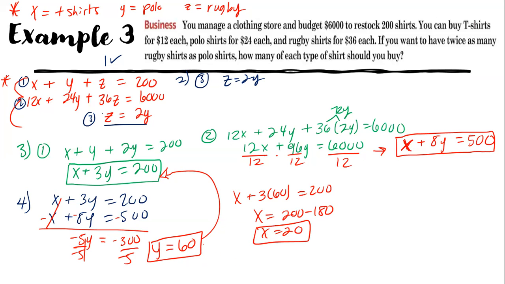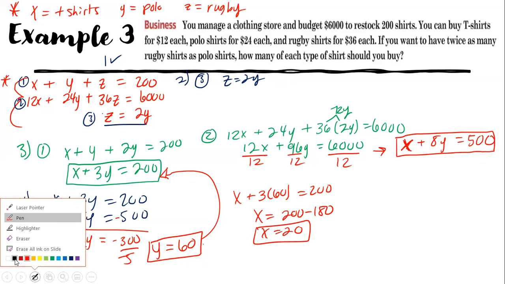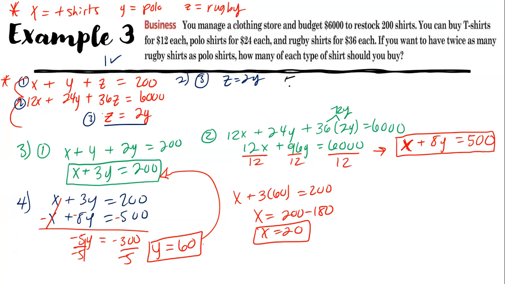And I'm also going to take Y for step 5. So our last and final step is go back to equation 3 and substitute in. So I'm going to take Y and substitute it into equation 3. So that gives me Z equals 2 times 60. So Z equals 120.